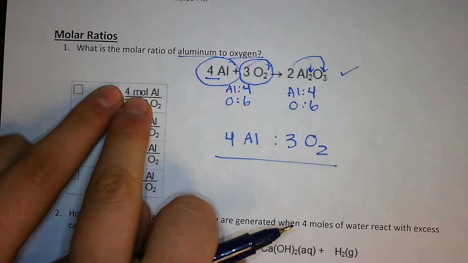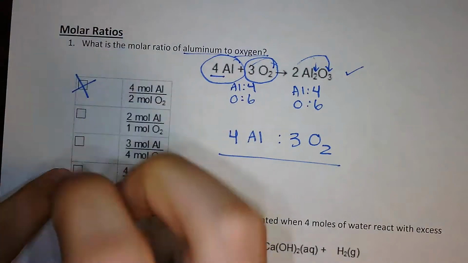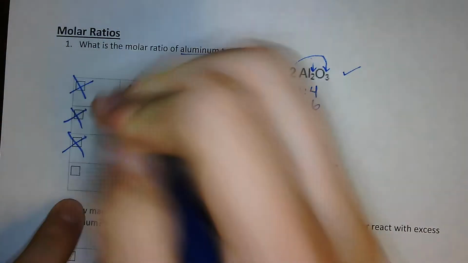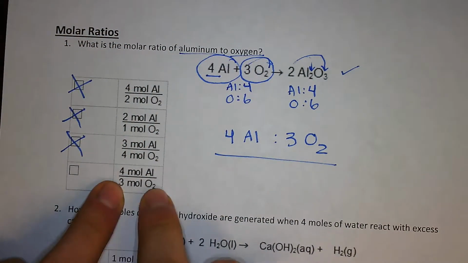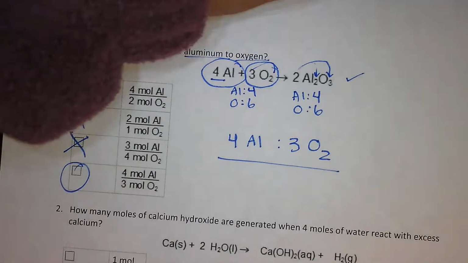First one, 4 aluminum to 2 oxygen. Well, that doesn't match. 2 aluminum to 1 oxygen. That doesn't match. 3 aluminum, nope. 4 aluminum to 3 oxygen. That matches. So I'm going to say that this is my answer. All right, next one.